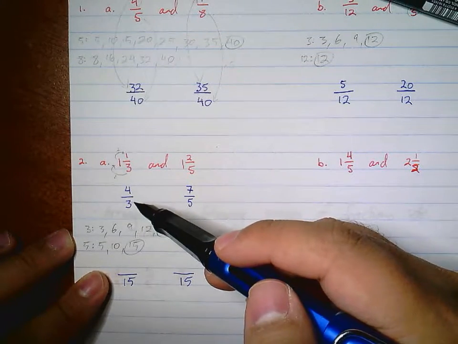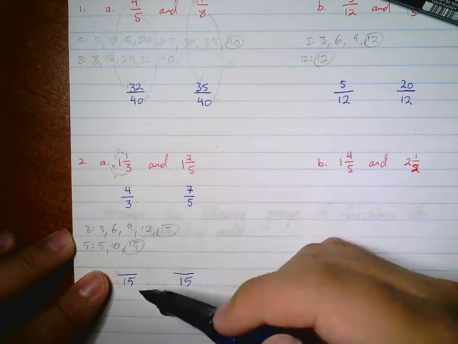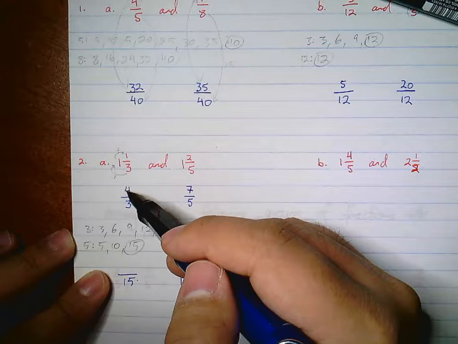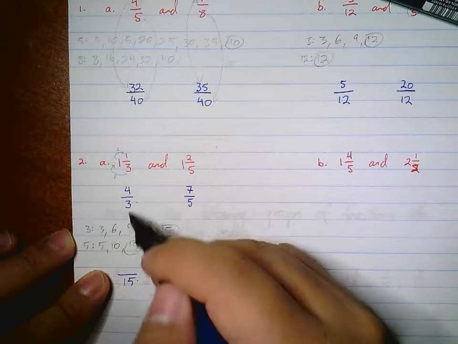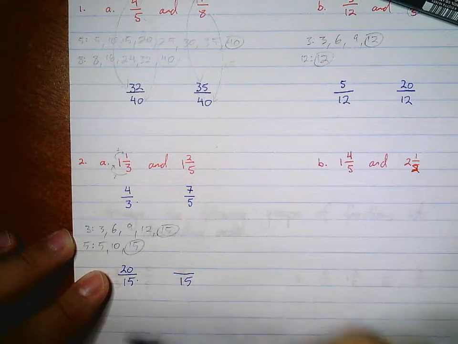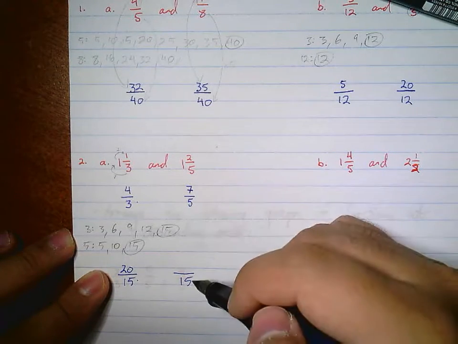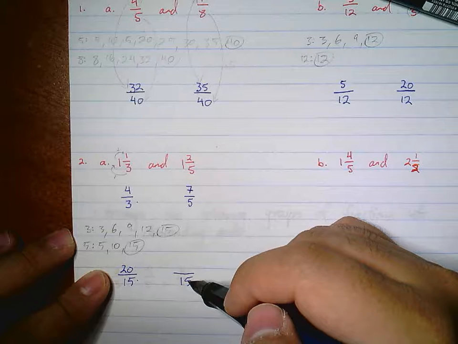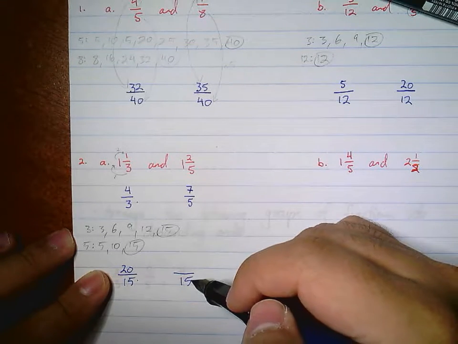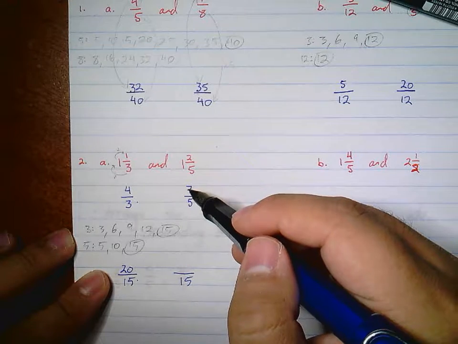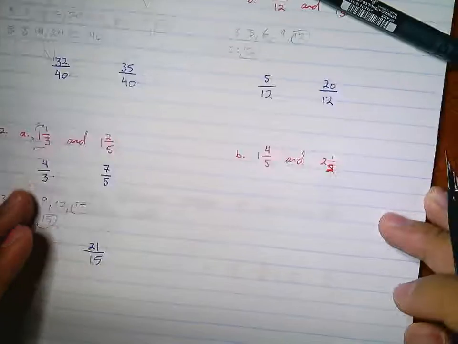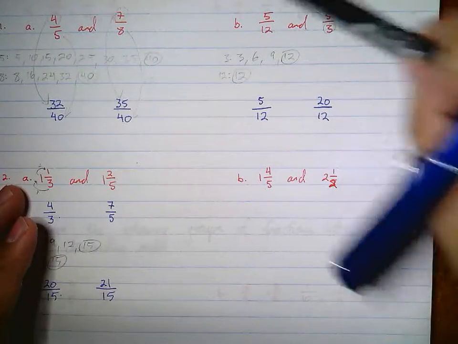So for 3 to become 15, we need to times by 5. So this will become 4 times 5 is 20. For 5 to become 15, we need to multiply by 3. So 5 times 3 is 15, which means 7 times 3 is 21. Same process again.